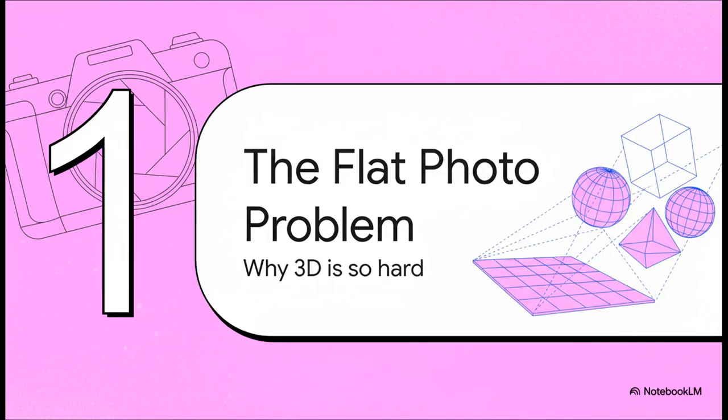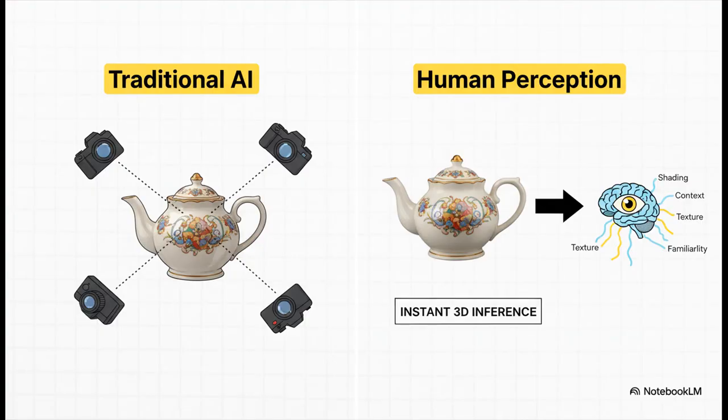Now, to really get why this is such a mind-blowing achievement, we first have to understand a huge challenge that has stumped AI researchers for decades. Let's call it the flat photo problem. I mean, think about it, right? Traditionally, if you wanted a 3D model, you needed a whole photo shoot from every single angle, or maybe one of those fancy, expensive LiDAR scanners. And yet, our brains can just glance at one photo and figure out the object's shape from clues like lighting and shadows. That gap between us and AI has been absolutely massive.